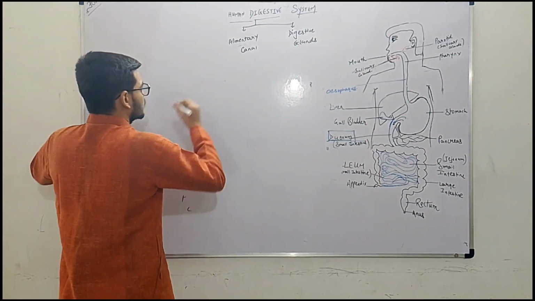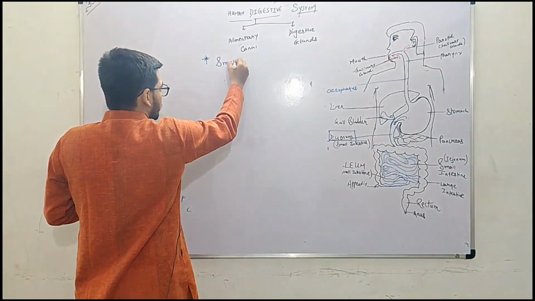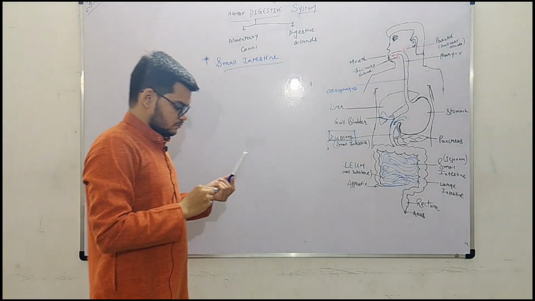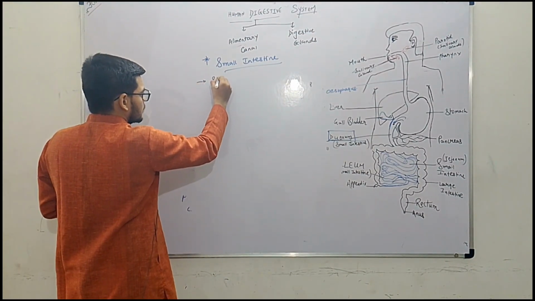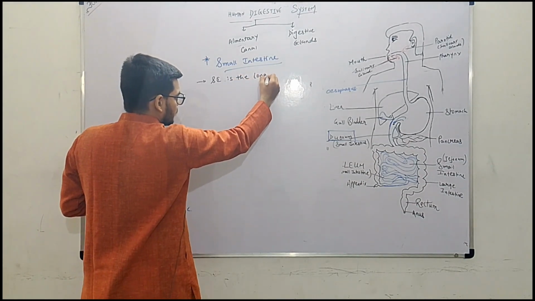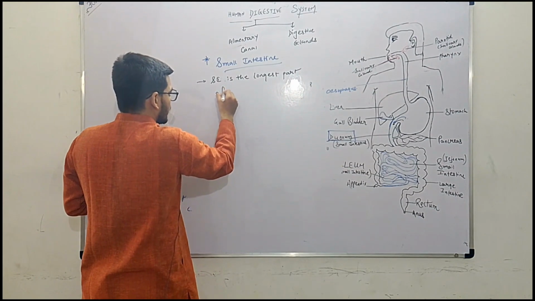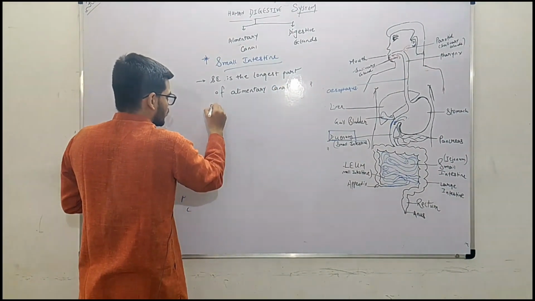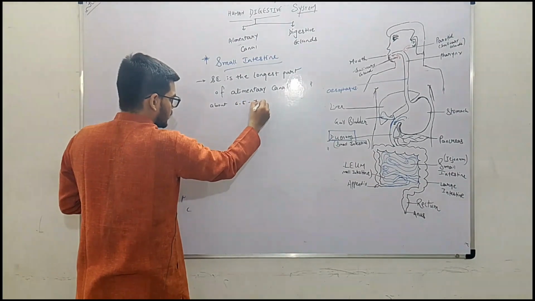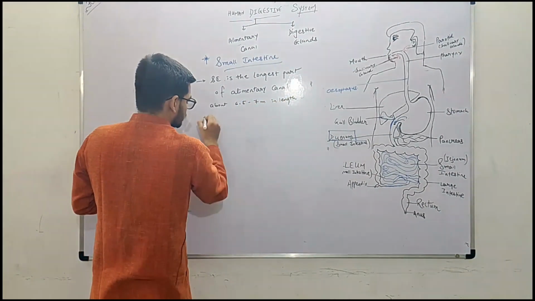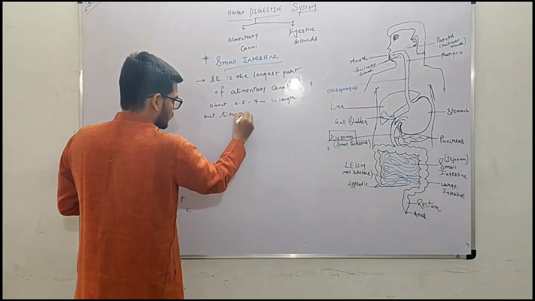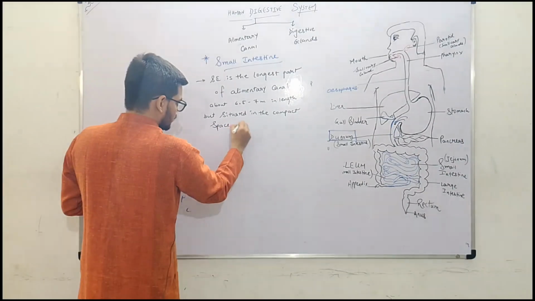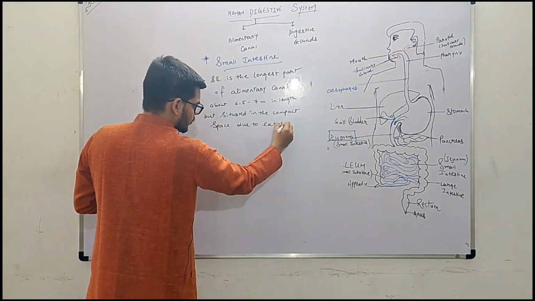So we'll give the heading small intestine. The small intestine is the longest part of alimentary canal, about 6.5 to 7 meter in length, but situated in the compact space due to extensive coiling.